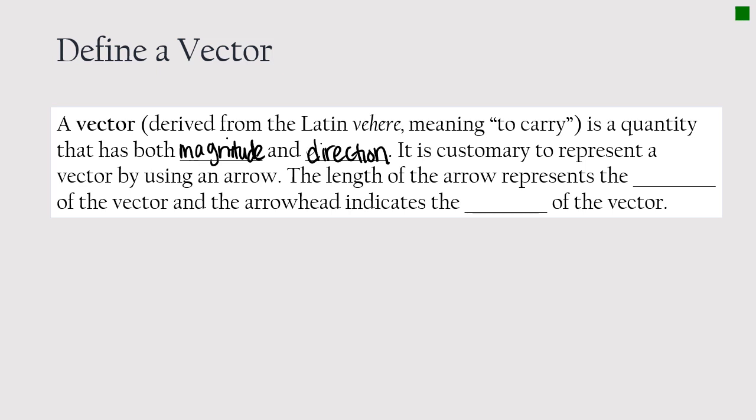It's customary to represent a vector by using an arrow. The length of the arrow represents the magnitude of the vector, and the arrowhead indicates the direction of the vector.